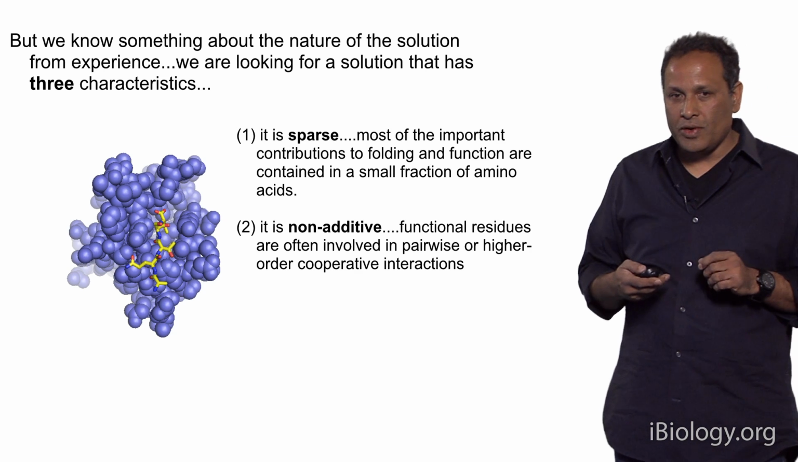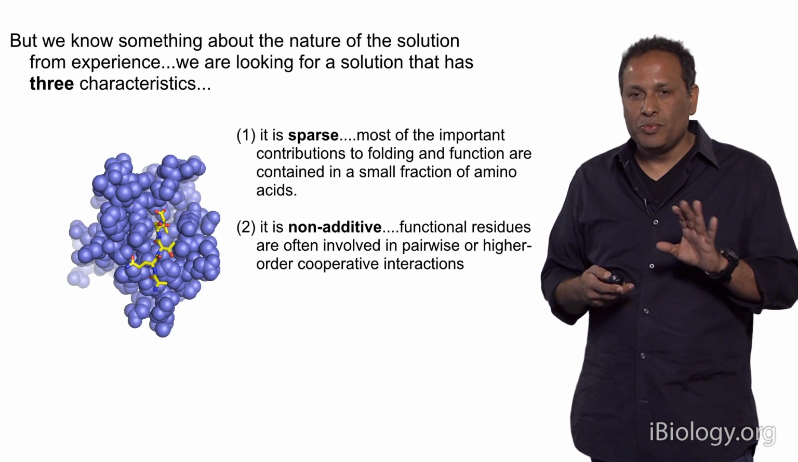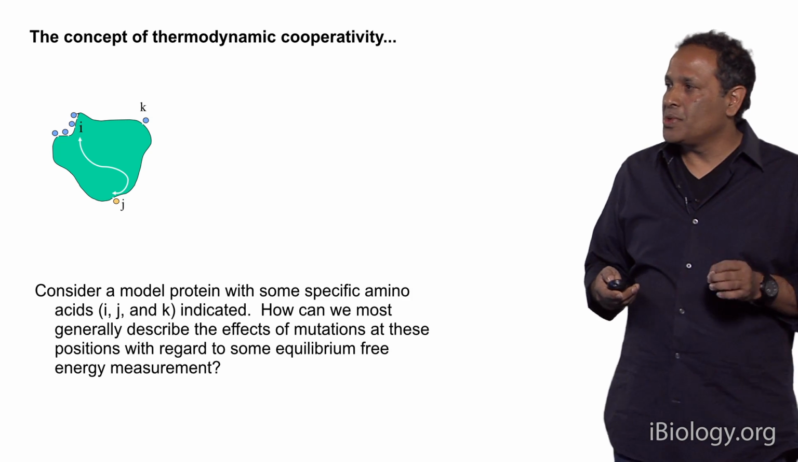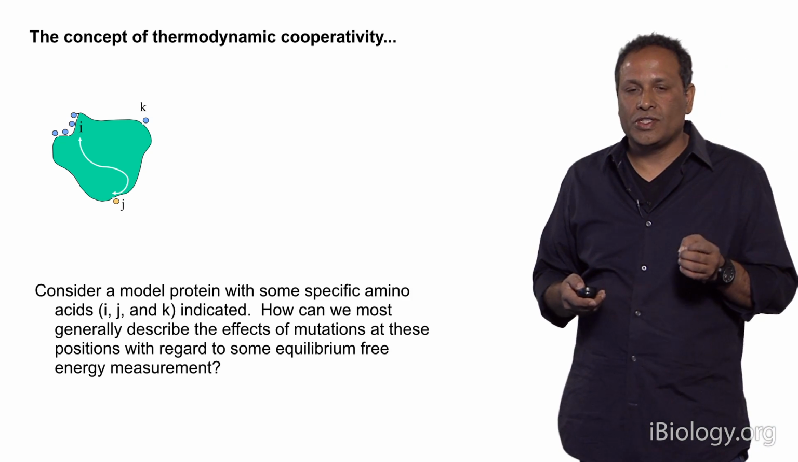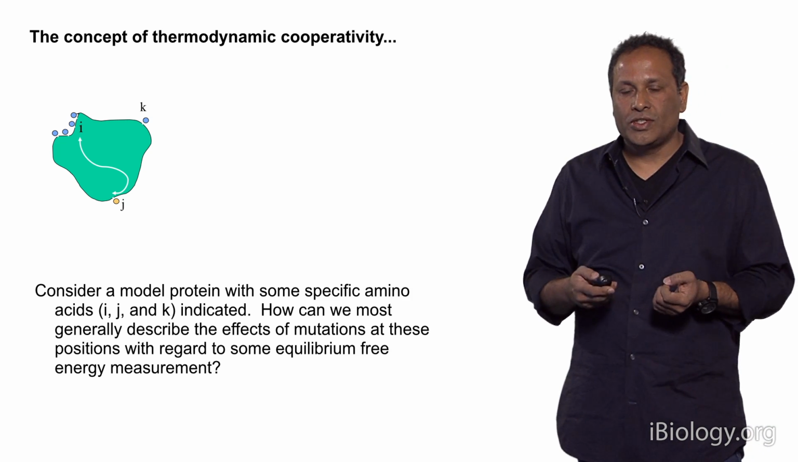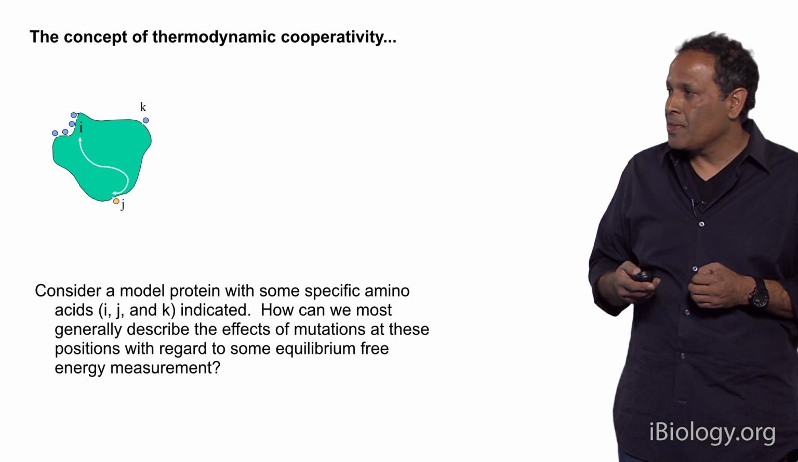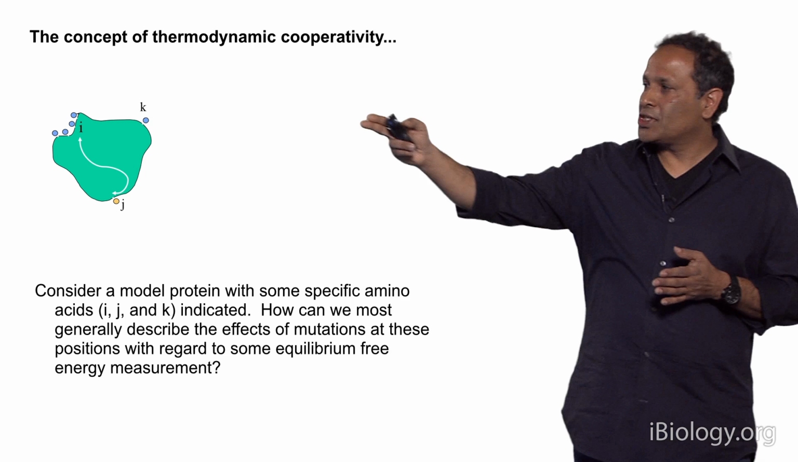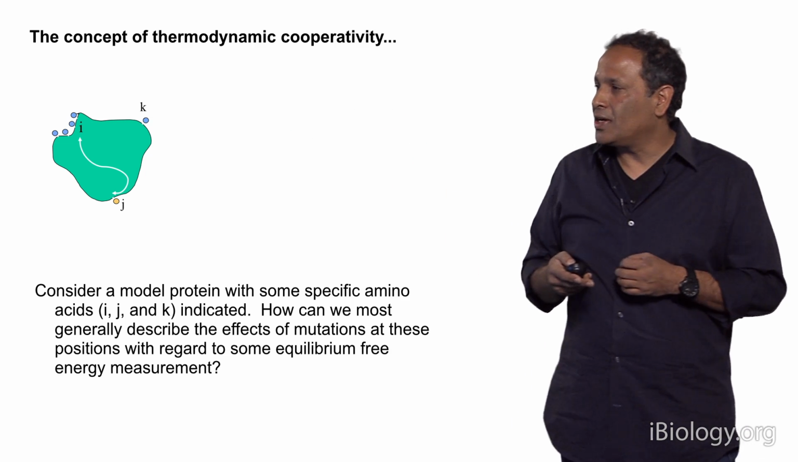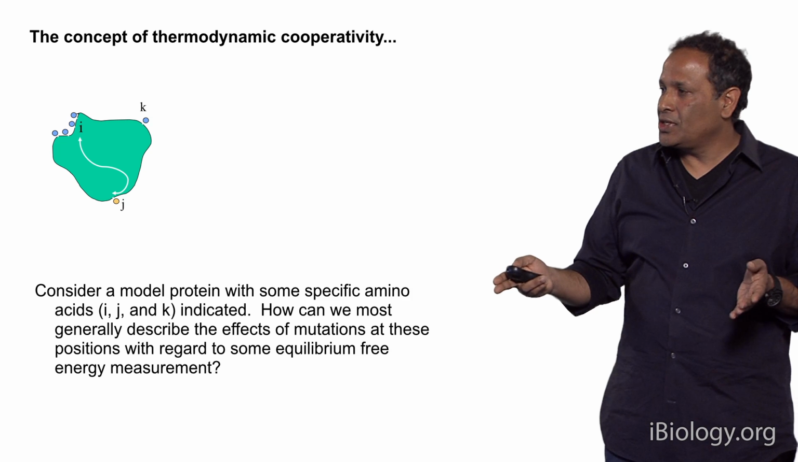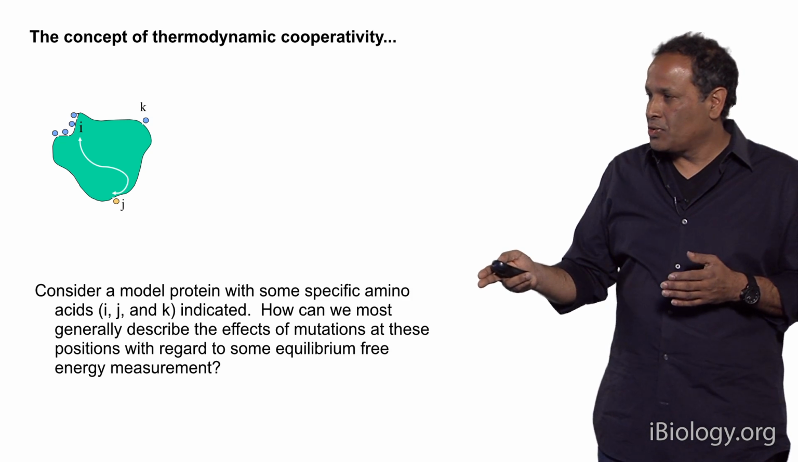That requires a little bit of explanation because it's not a simple thing to understand. So I'm going to review very quickly the concept of thermodynamic cooperativity and what it means to say that amino acids are acting non-independently, because this is quite a critical problem in our understanding of proteins. So what I'm showing you here is just a model protein, a schematic of a protein. I've labeled 3 of the amino acids. So consider this protein with these 3 amino acids.